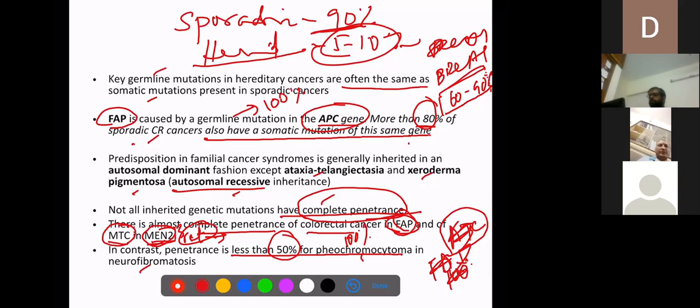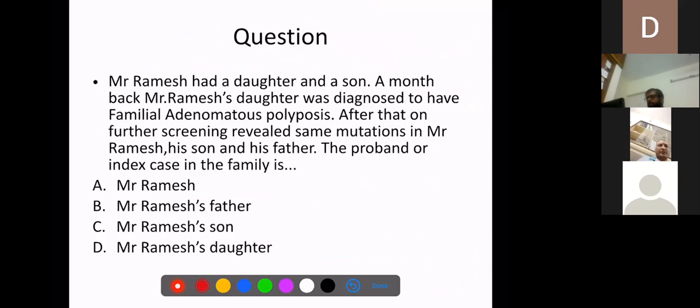This is a question for you. Mr. Ramesh had a daughter and a son. A month back, Mr. Ramesh's daughter was diagnosed to have FAP. After that, further screening revealed the same mutations in Mr. Ramesh, his son, and his father. So all of them had the same mutation. Here, the index case. Who is the index case?